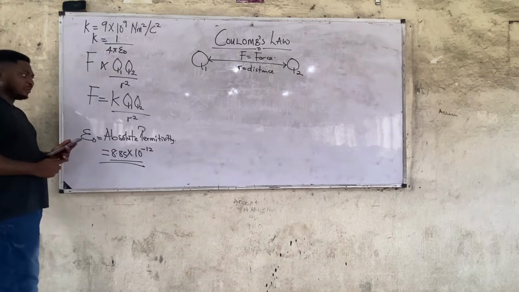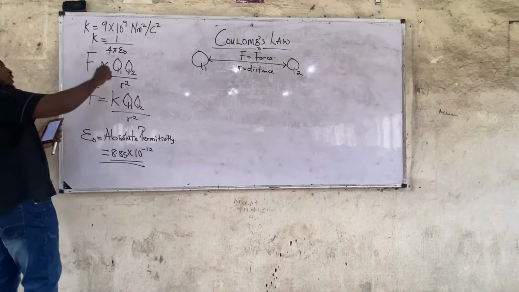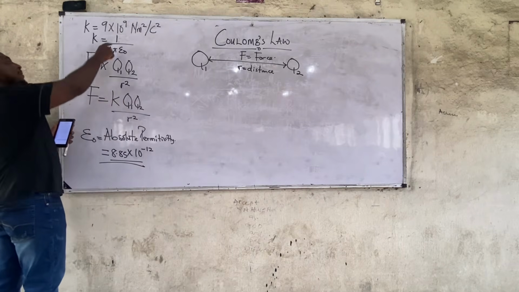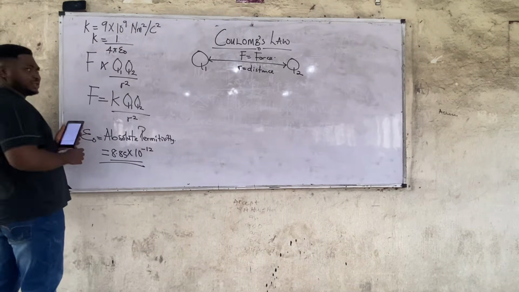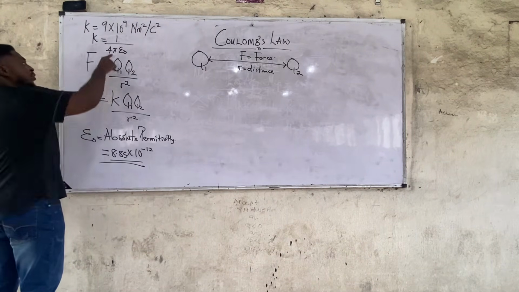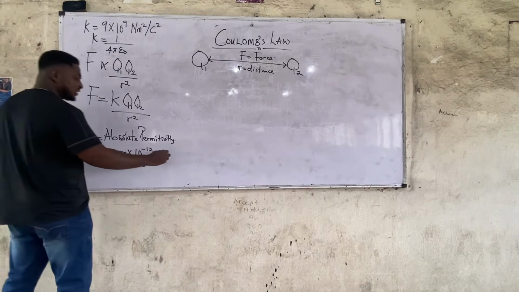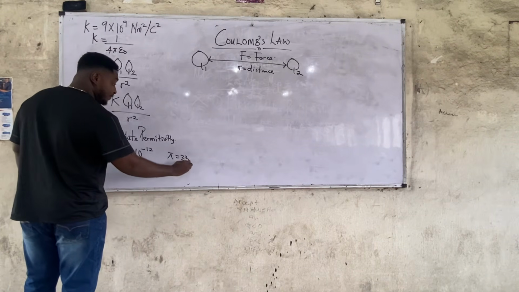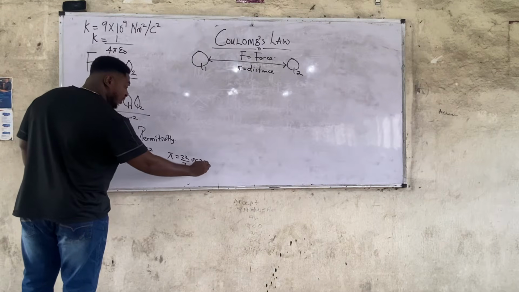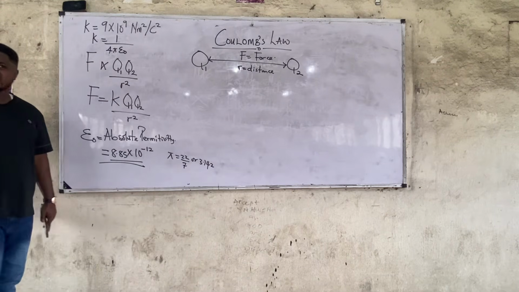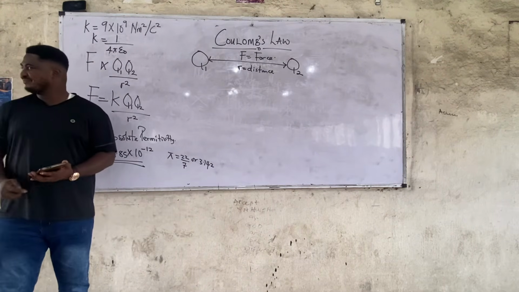Guys, follow me. We have just said that we don't want to use k as a constant. K can be replaced with 1 over 4 pi e naught. And we know what pi is now. What's pi, class? 22/7, right? Or in decimal 3.142.